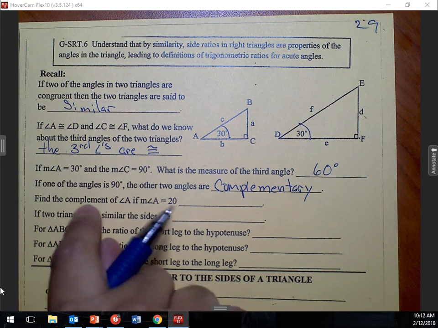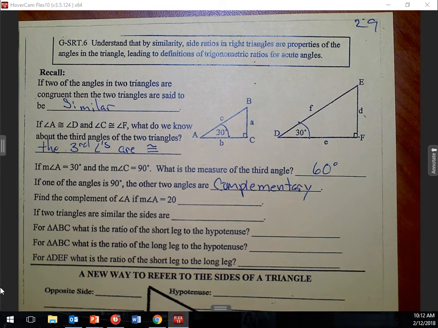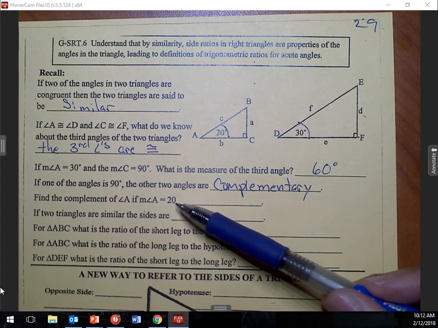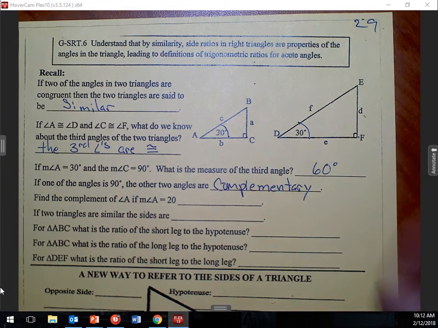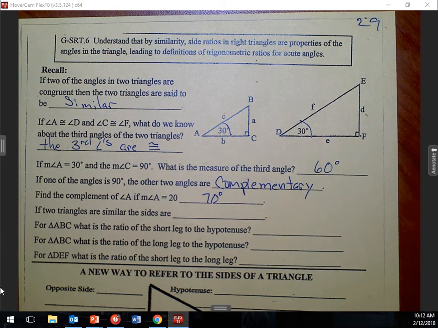Alright, so find the complement of angle A if angle A is 20. What does the complement mean? They together have to add up to 90. So if this one is 20, the other one has to be 70. Hopefully I'm not actually confusing anyone yet. All of these are going to be 90.